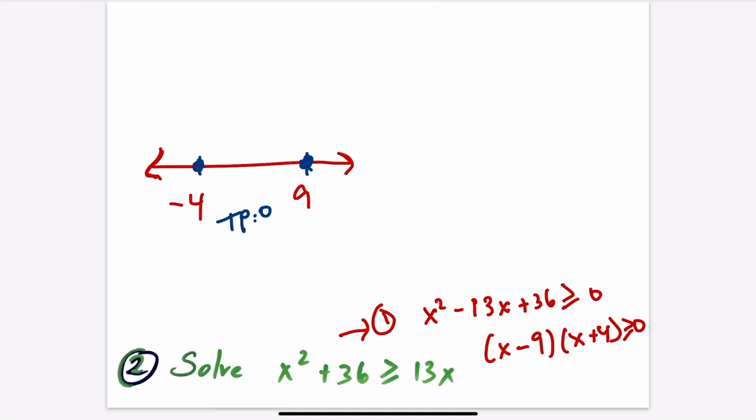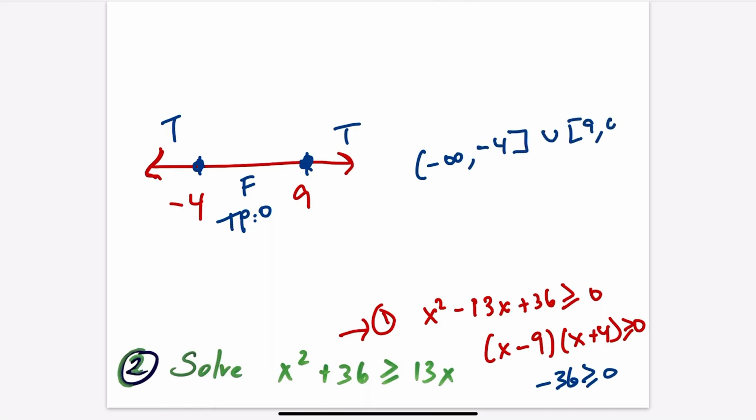That's always the easiest one if you can, and my outcome should be -36 is greater than 0 if I plug that in, and that's false. So here it's gonna be false. Then it alternates because both of these have a degree of 1, so it's gonna alternate because it crosses. So that's true and that's true. So my answer for this is going to be from -infinity to -4 union 9 to infinity. Cool?